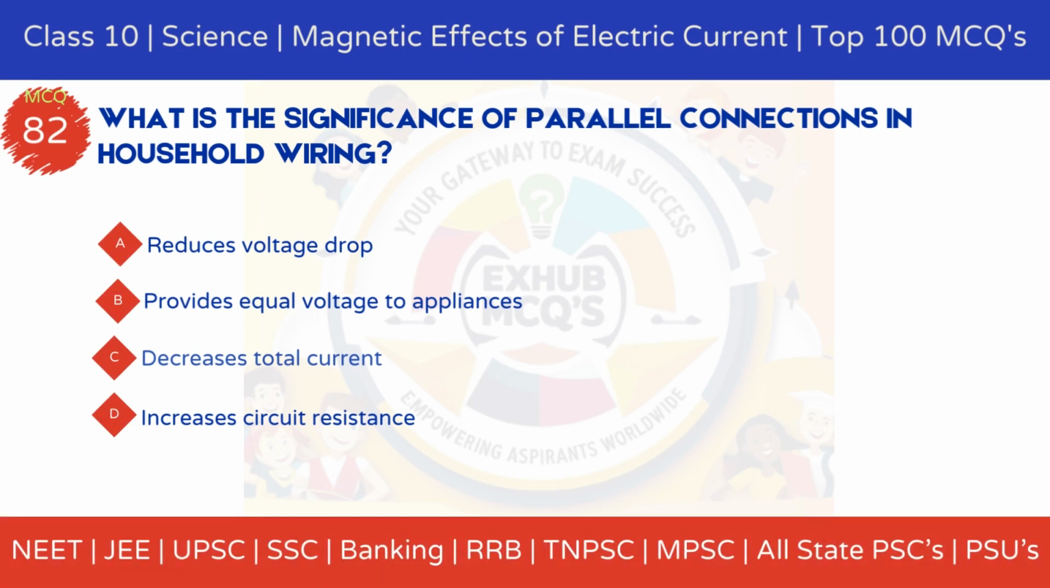82. What is the significance of parallel connections in household wiring? Option A, reduces voltage drop. Option B, provides equal voltage to appliances. Option C, decreases total current. Option D, increases circuit resistance.